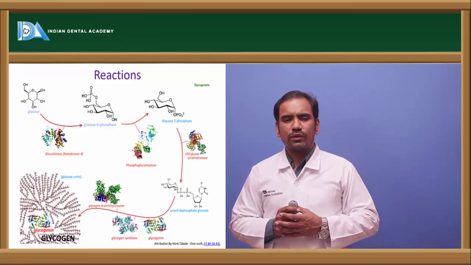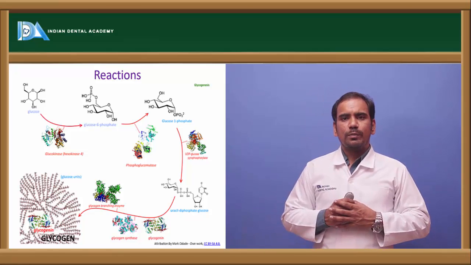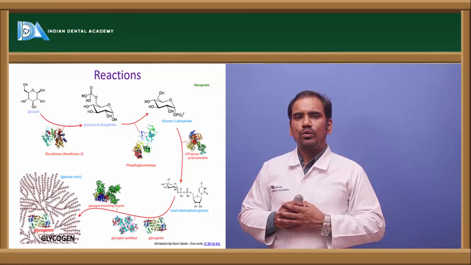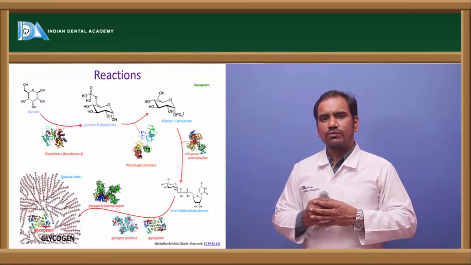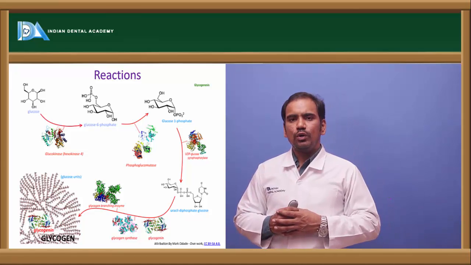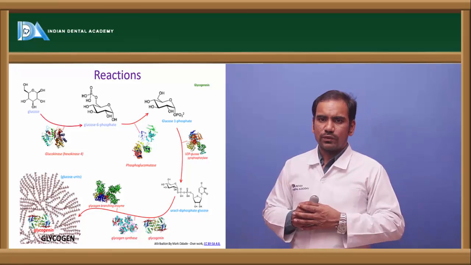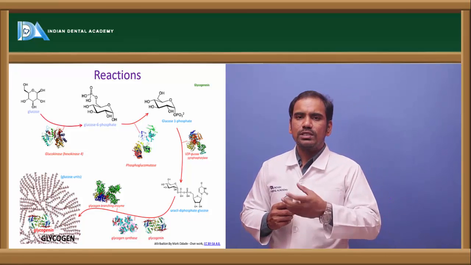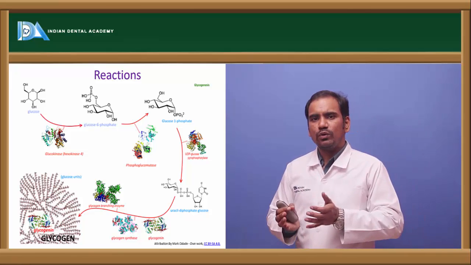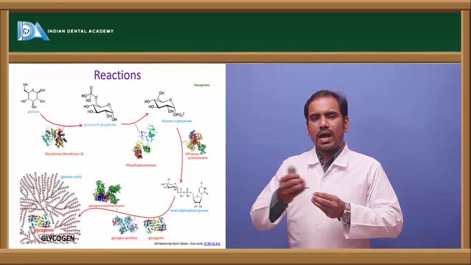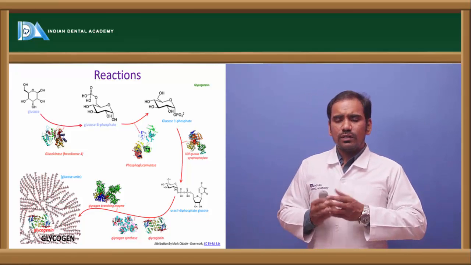And what happens to that glucose 1-phosphate which is formed from the glucose 6-phosphate? It is now activated to UDP glucose by the action of the enzyme UDP glucose pyrophosphorylase. Here UTP and glucose 1-phosphate react to form UDP glucose. This UDP glucose is the active form of glucose, and it is the form in which glucose units are added to the growing chain. Now this is an important compound.